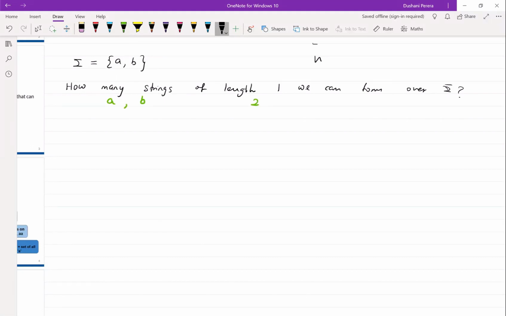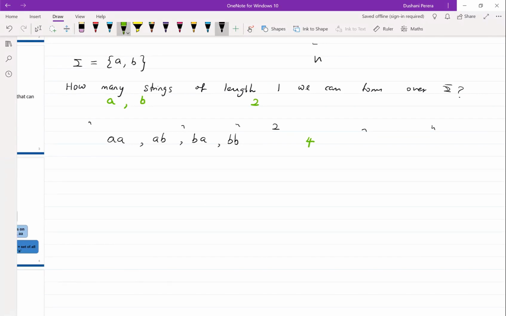Okay, how many strings of length 2 can we form over this alphabet? Well, it is either AA or AB or BA or BB. This is the set of strings that we can form of length 2. So how many symbols are there? There are 4 symbols here. We'll get another set of answers.